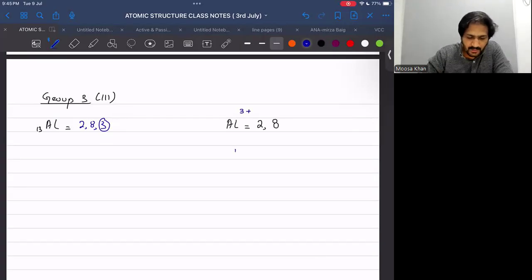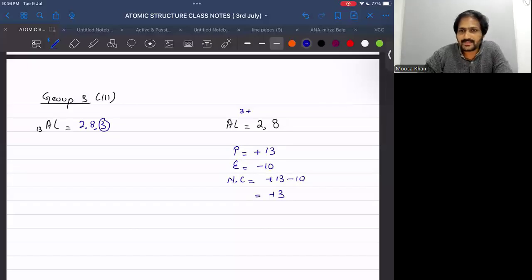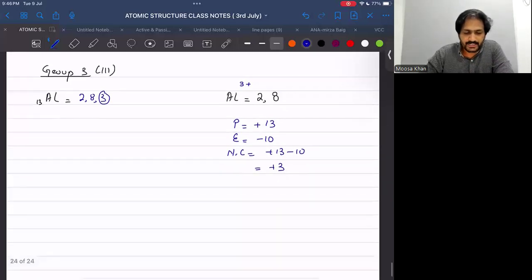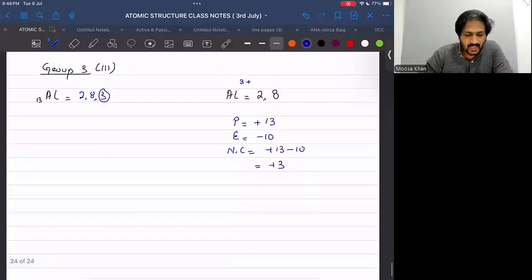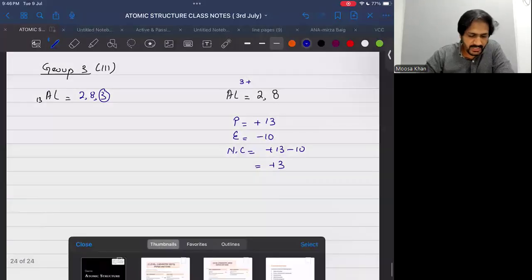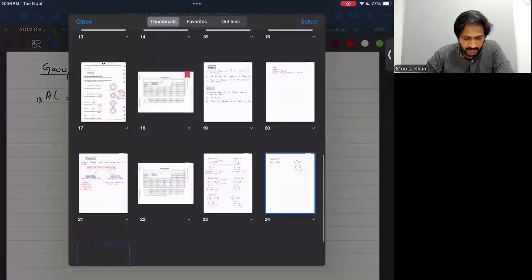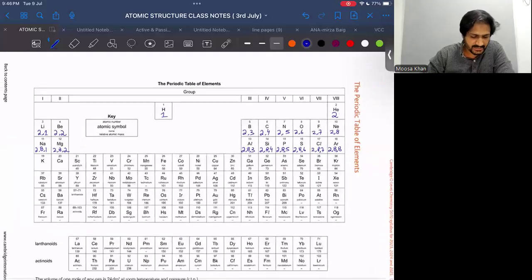Why it gets a charge of 3 positive? Because it has 13 protons, which are positive. Now after losing 3 electrons, the number of electrons left are 10 electrons. If you find the net charge over aluminium, it would be positive 13, negative 10. That would give you positive 3. Yes, metals always lose electrons. In order to react and to achieve stability, all the elements from group 1, group 2, and group 3, they lose electron. Now let me summarize.